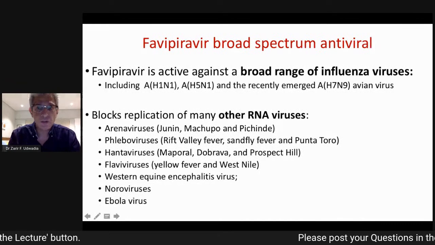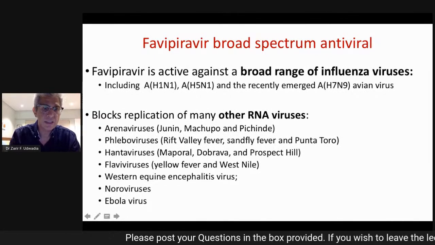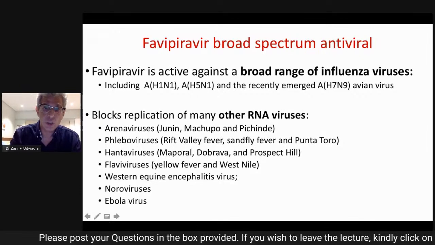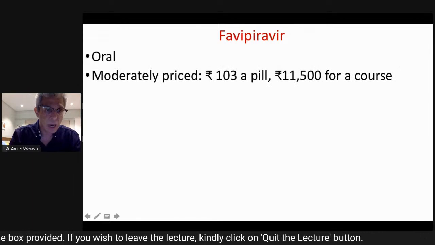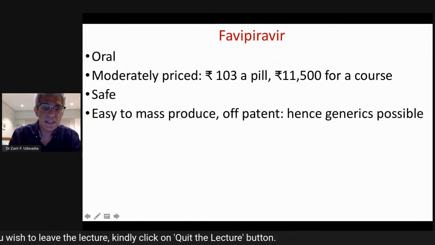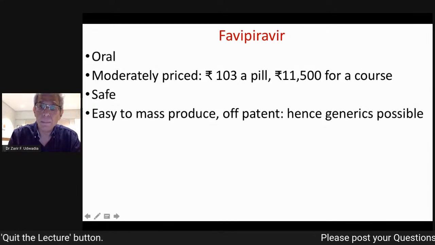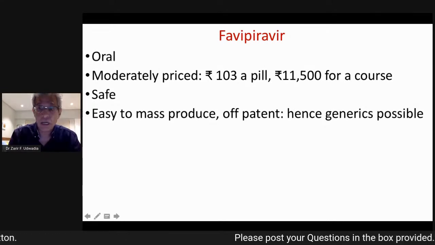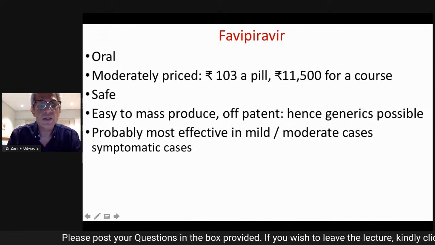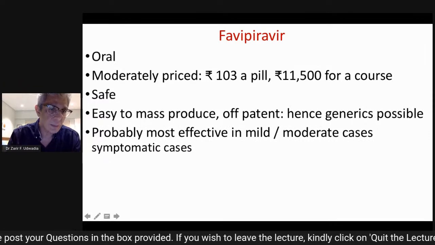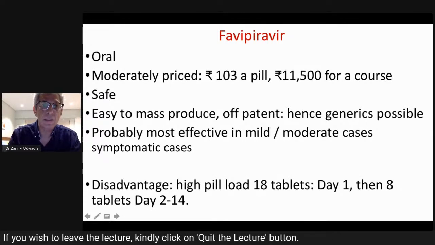It's got a broad spectrum of antiviral effects against influenza and RNA viruses, including Ebola, in which it was put to test. It's oral, it's moderately priced, it's safe, it's easy to mass produce off patent, and you see hundreds of Indian companies have jumped on the bandwagon, and generics are now possible. It's probably most effective in the mild to moderate case, but reserve it in someone who's symptomatic. But the disadvantage seems to be the high pill burden.